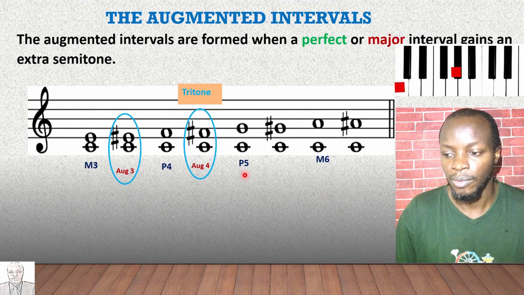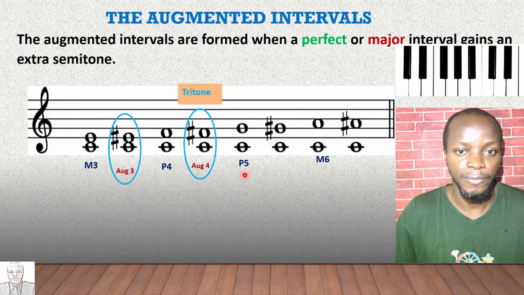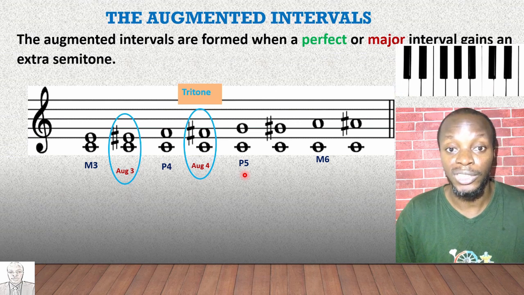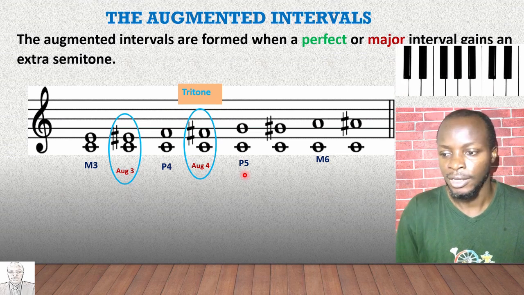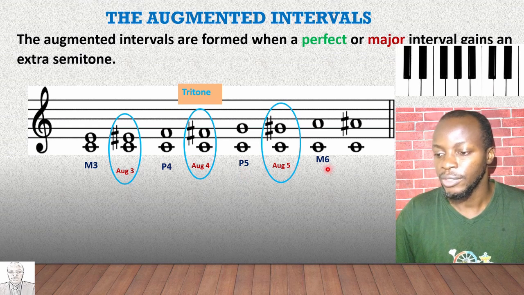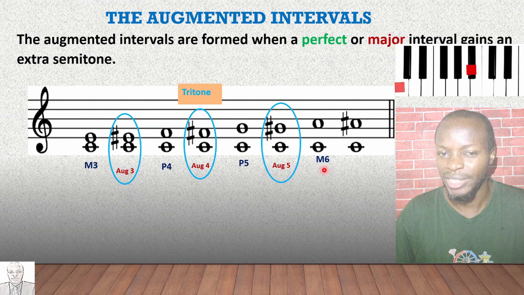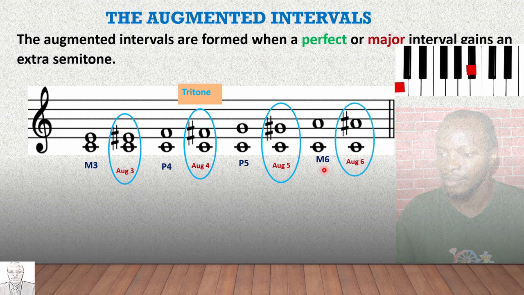So that is a perfect fifth. Do, so when it gains an extra semitone, do, z, right? That is an augmented fifth, right? When a major sixth, do, la, when it gains an extra semitone, that is an augmented sixth, right?